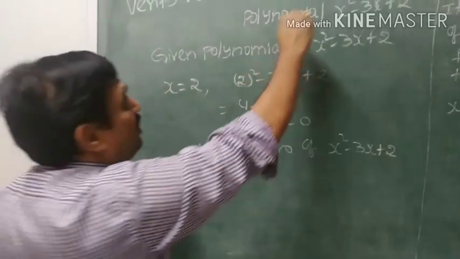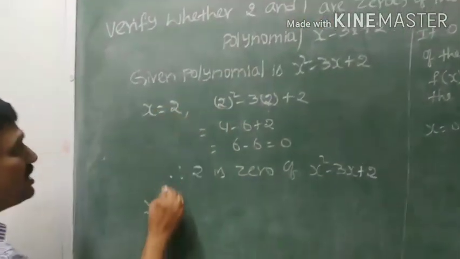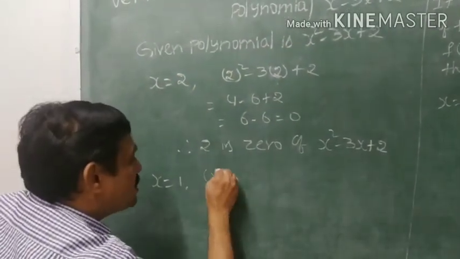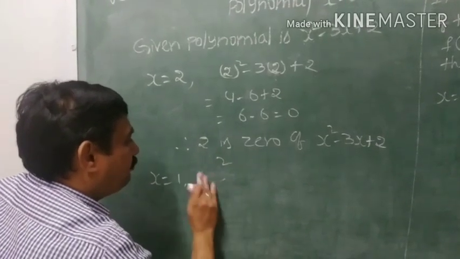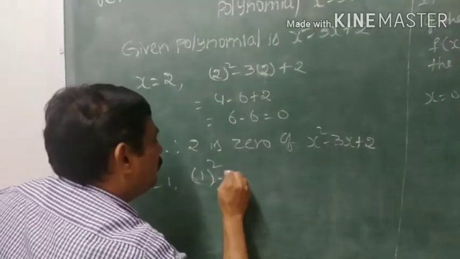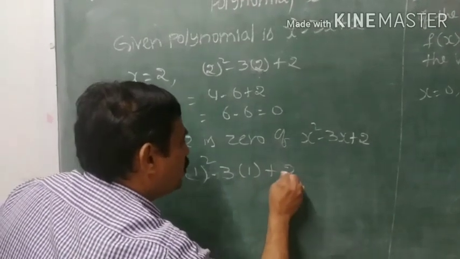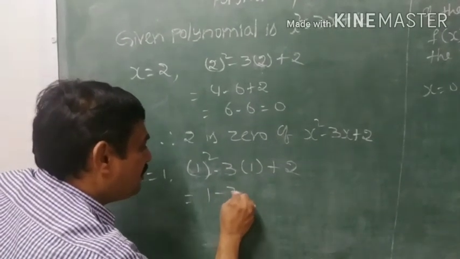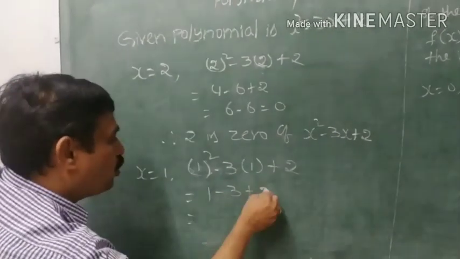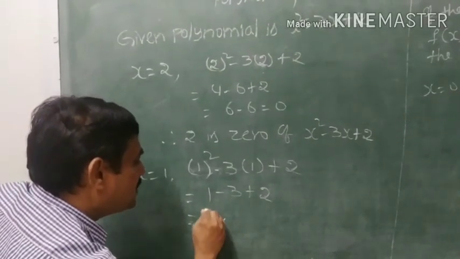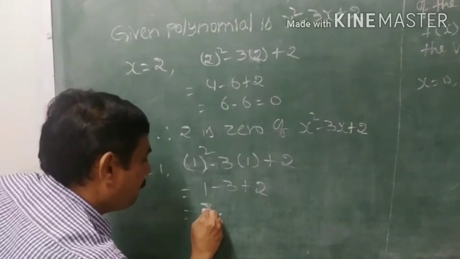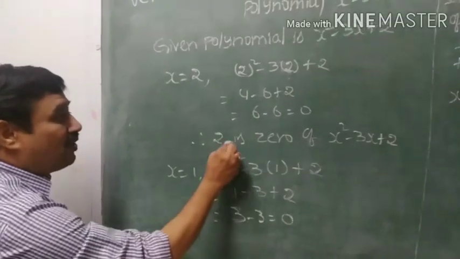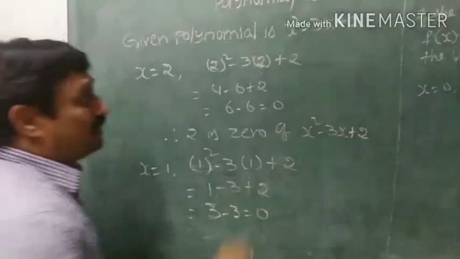Similarly, what is another value they have in the problem? 1. When x equal to 1, that means in place of x, what do we have to substitute? 1. So 1 square minus 3 into 1 plus 2. Here 1 square is nothing but 1, minus 3 1 is 3, plus 2. Here 2 plus 1 is 3. 3 minus 3 is equal to 0. Therefore 1 is a zero of x square minus 3x plus 2.